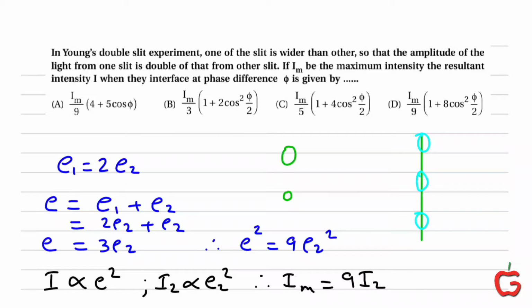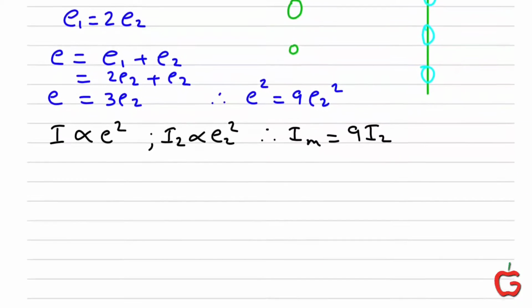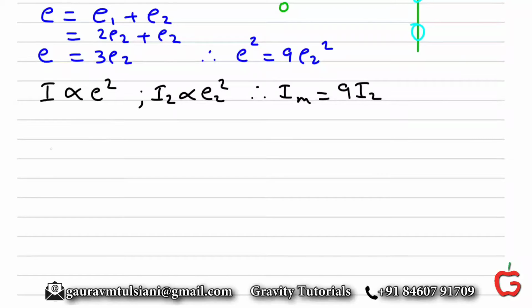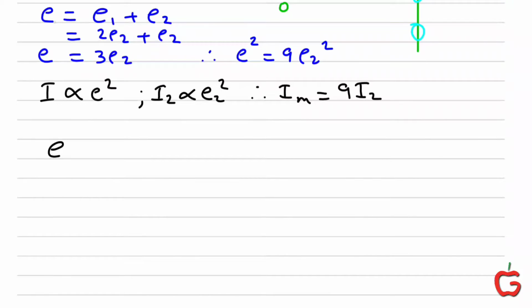Now we need to find the intensity at a point where the phase difference is phi. So we need to find out the general formula for intensities. For that we'll have to add amplitudes. We have to do vector addition of amplitudes. So vector addition of E at any point. So this is E maximum. So let me put an M here. So E maximum.